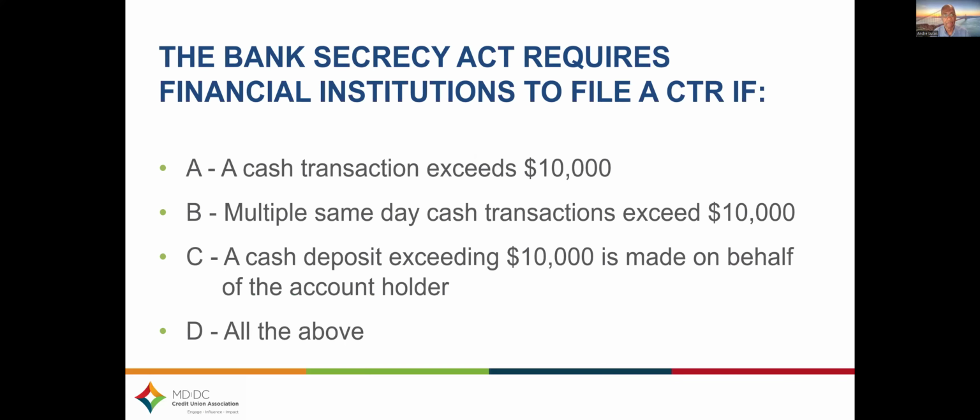And here's another quiz. The Bank Secrecy Act requires financial institutions to file a CTR if: A, the cash transaction exceeds $10,000; B, multiple same-day cash transactions exceed $10,000; C, a cash deposit exceeding $10,000 is made on behalf of the account holder; or D, all the above. See if you remember back that far in the presentation.